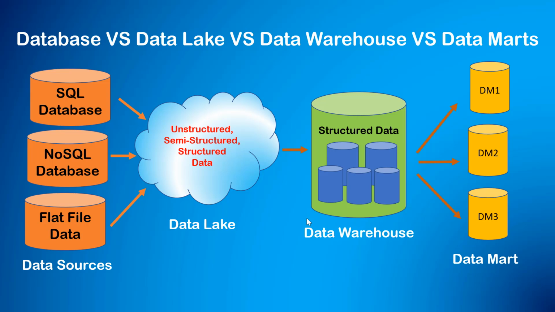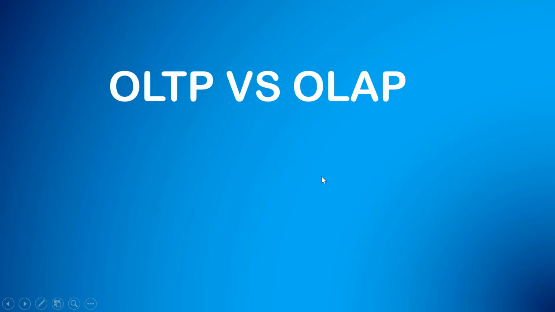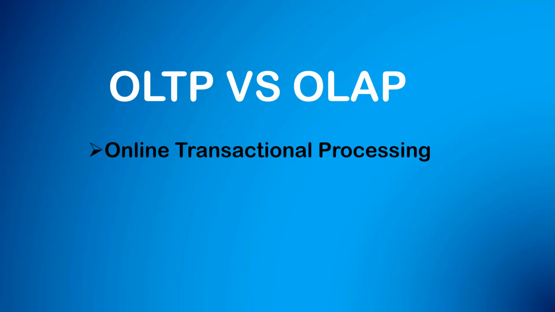So here you will require two systems, that is OLTP systems for the collection of the data and OLAP systems for the analysis of the data. So we can say that data sources, the operational databases, are the OLTP systems, and the data lakes, data warehouses and data marts are the OLAP systems. Before going further in the video, firstly I want to make sure that you understand the difference between OLTP and OLAP. I think you all know that OLTP stands for online transactional processing and OLAP stands for online analytical processing.